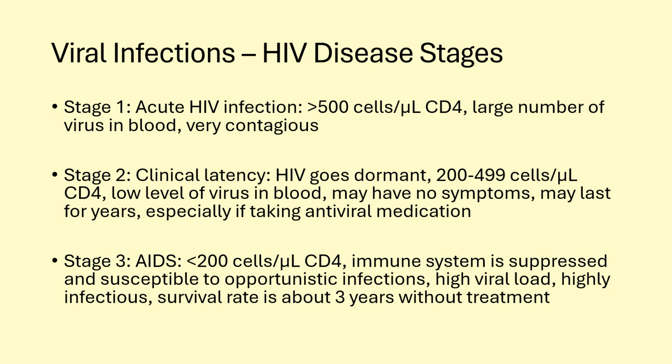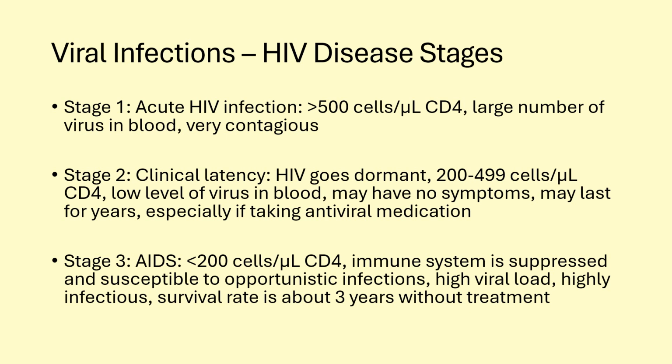With the various disease stages of HIV, stage 1, acute. You've just been exposed, you have the HIV infection. In terms of the CD4 cells, you have greater than 500 cells per microliter. You have a large number of the viruses circulating in the blood. You are very contagious at this point.